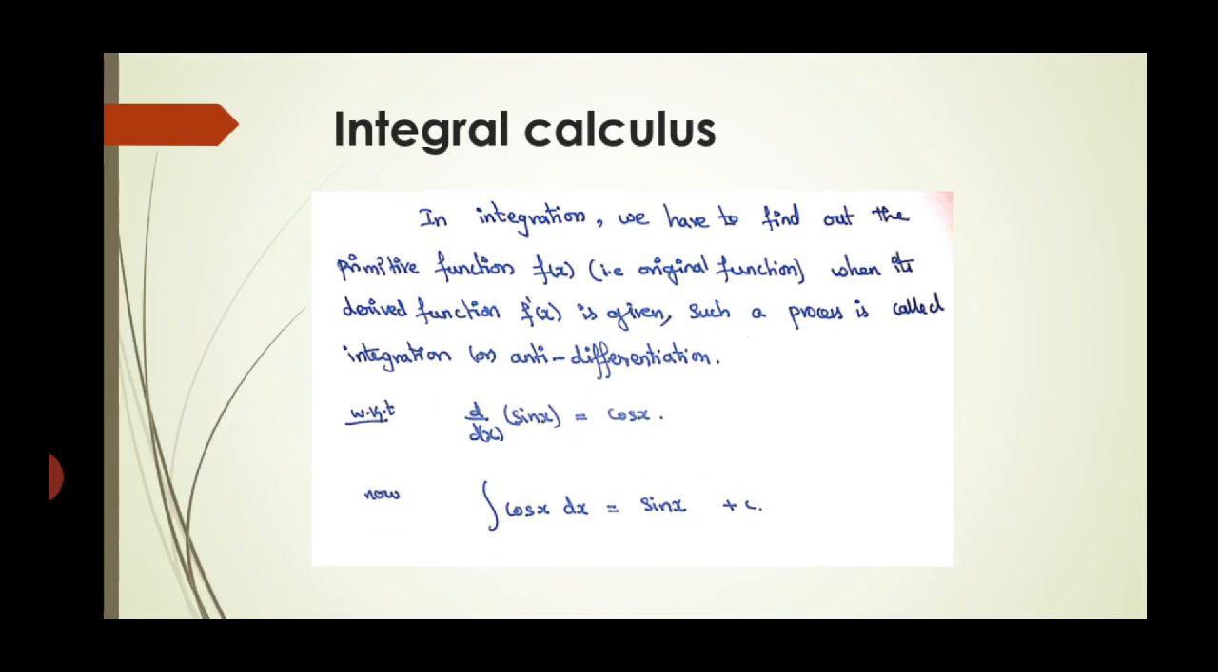So what we understand is, in differentiation they give the primitive function. When you differentiate the primitive function, you get a derived function as the answer. Whereas in integration, we proceed in the reverse form. When you integrate the derived function, you get the primitive function as the answer.